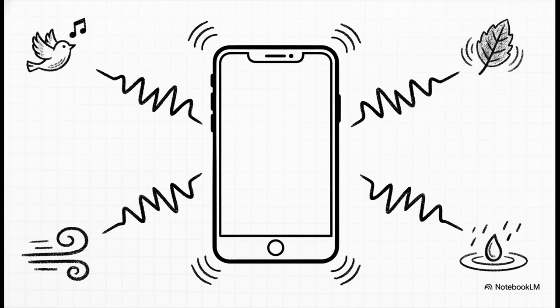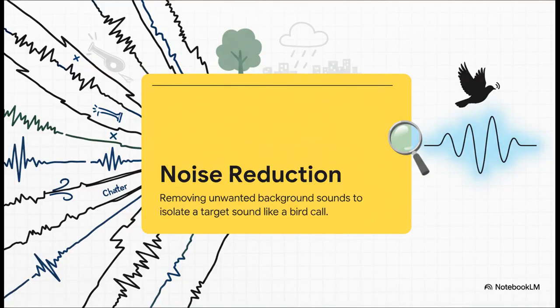So, the very first crucial step is noise reduction. Just think of it like a really smart digital filter. It knows how to listen for and then remove all that junk in the background. Wind, distant traffic, you name it. It just strips away the noise and leaves behind the one important signal we actually want to analyze.